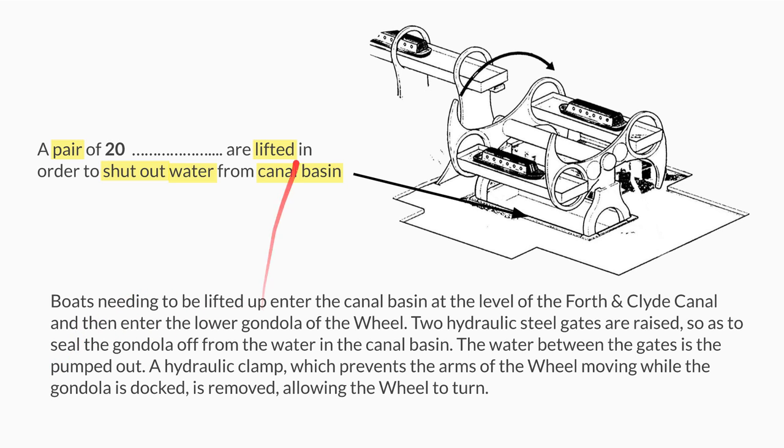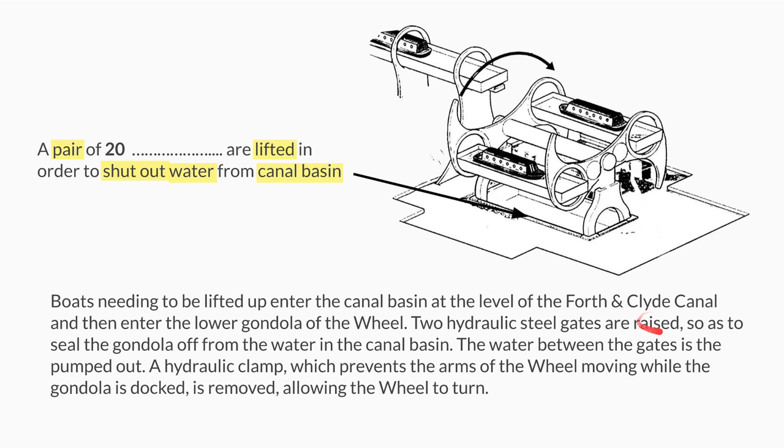Right here I see lifted, mentioned over here, so there's one of our keywords. Here I have canal basin right there. Let's see what else. Well, it mentions two of something, two hydraulic steel gates. That is synonym language for pair. Right here it says raised. That is also synonym language for lifted. So it mentions lifted here.